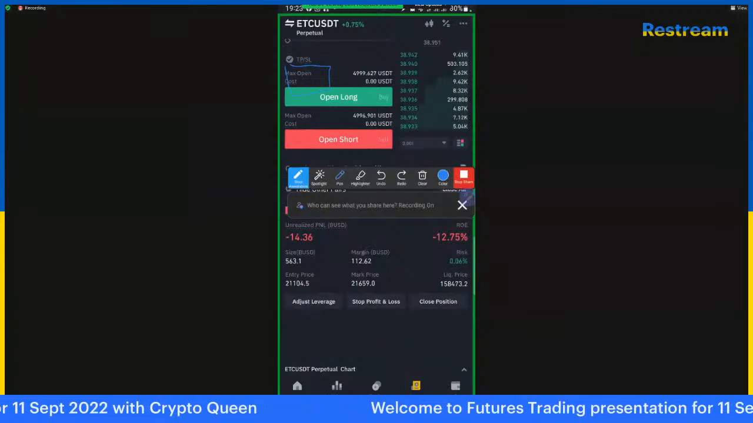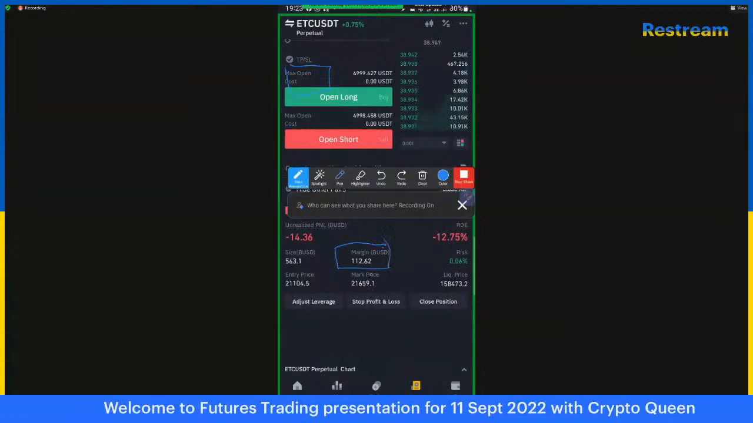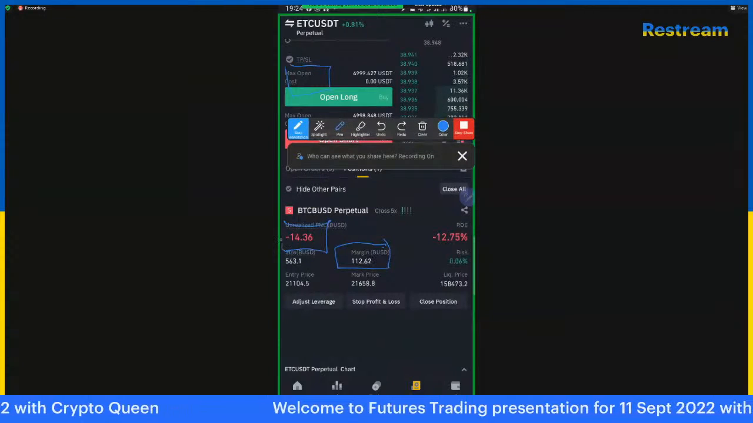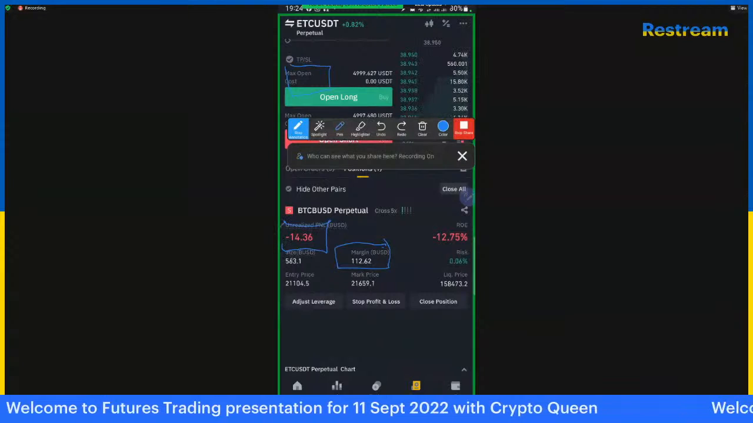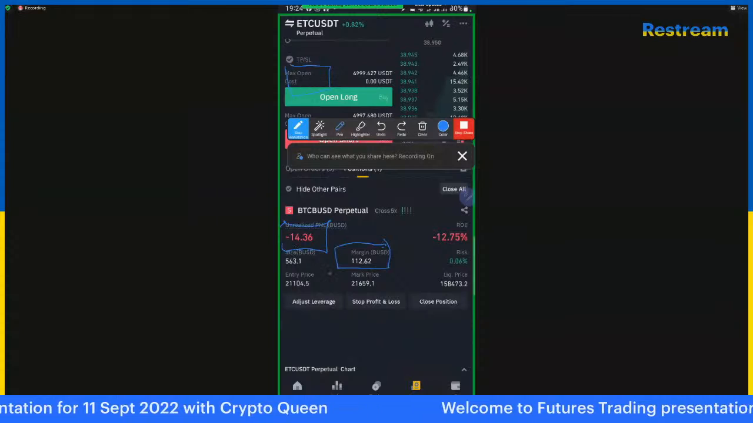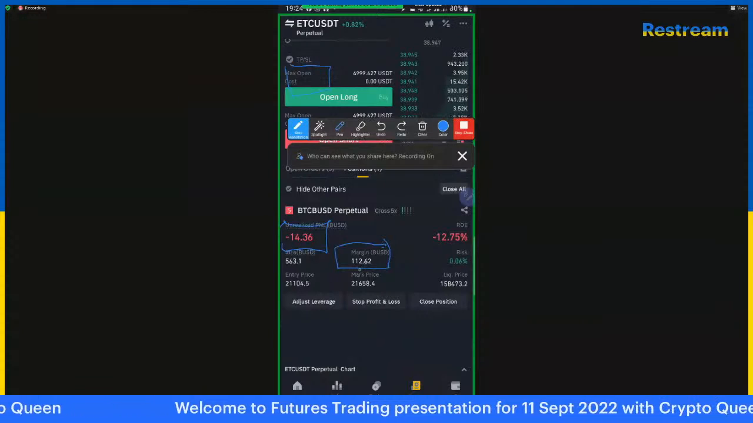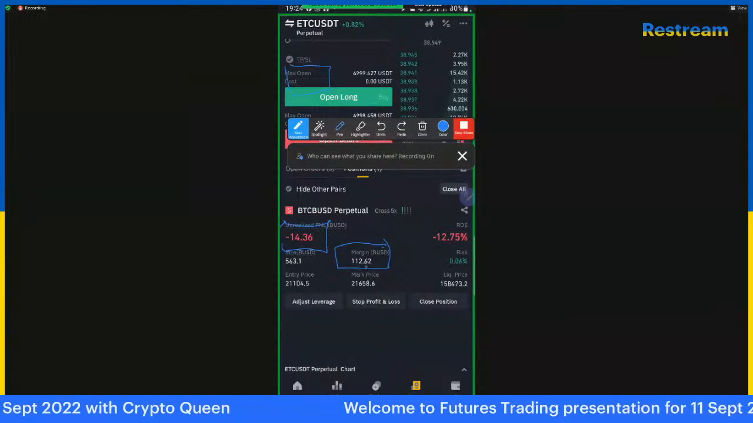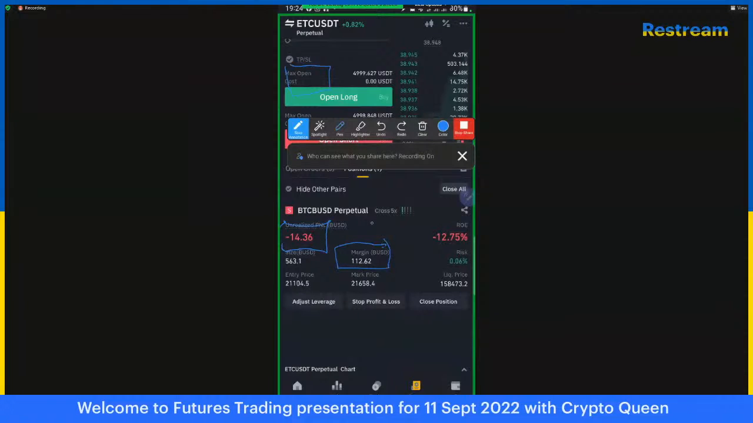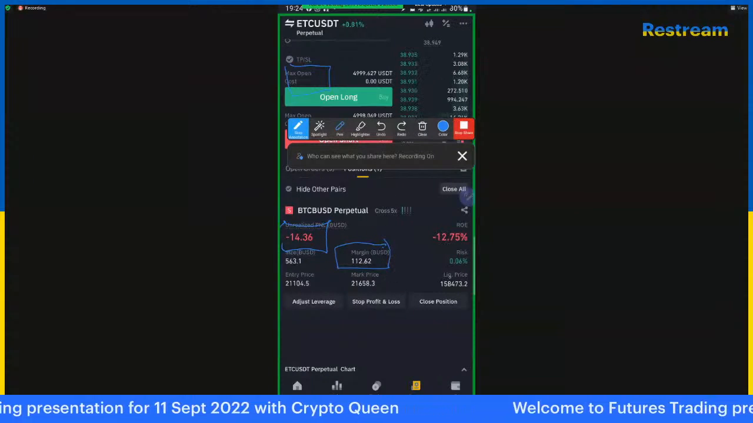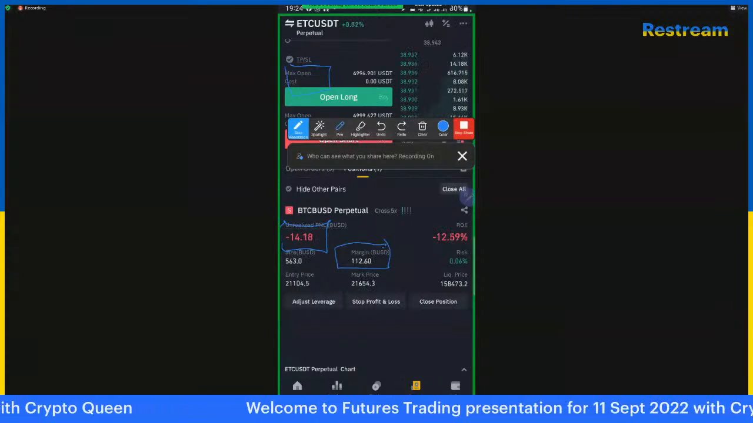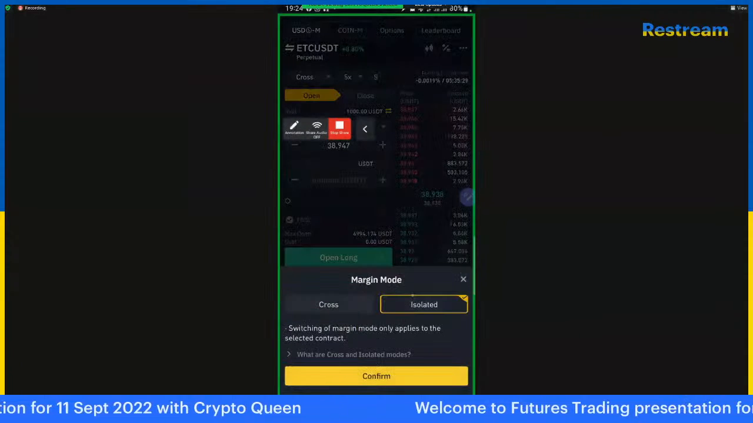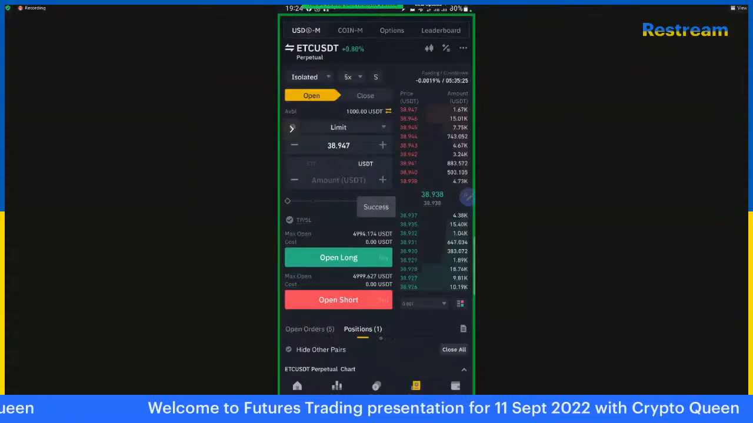So when you are on cross margin, what you are saying is that when my P&L, profit and loss, reads minus 112, as this minus is reading, it's subtracting from here. The moment you see 112 here, it will start taking from my balance to sustain this trade. But if you are using isolated, maybe I can open a trade on isolated and show us.